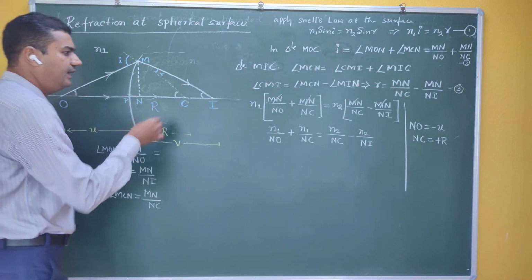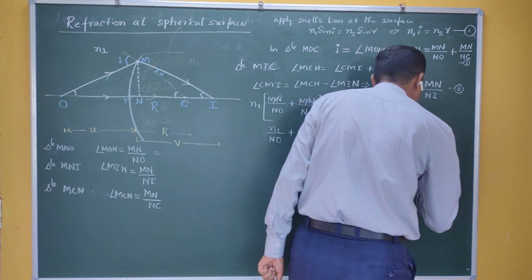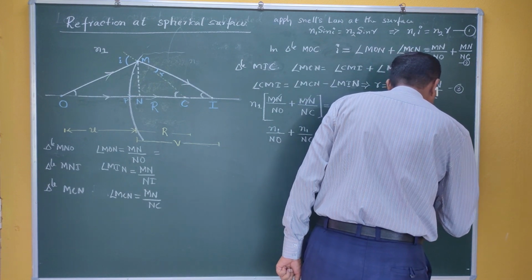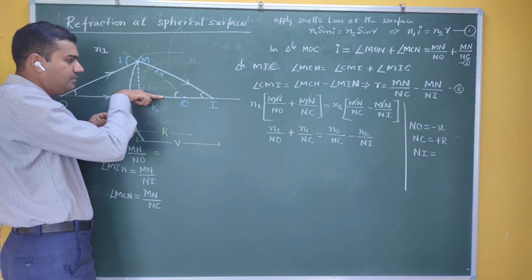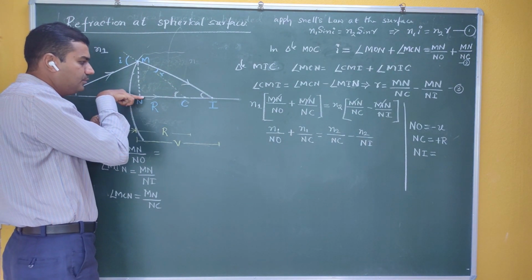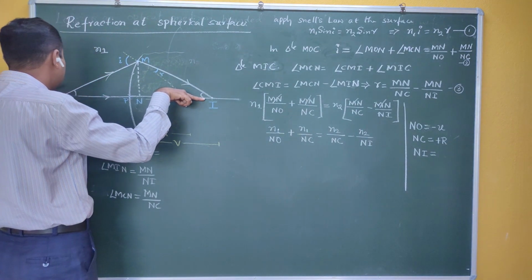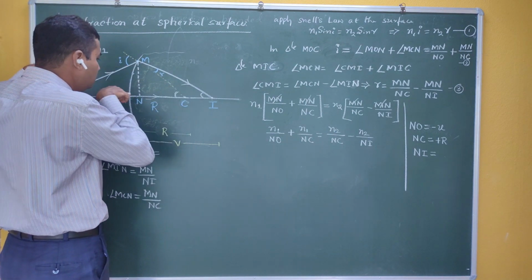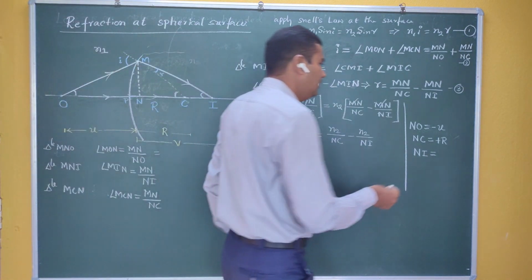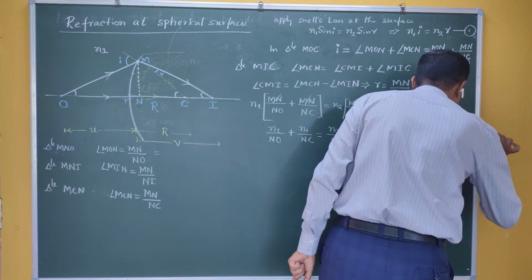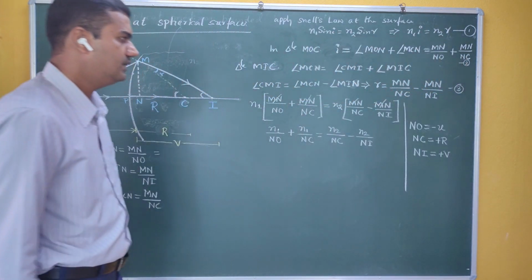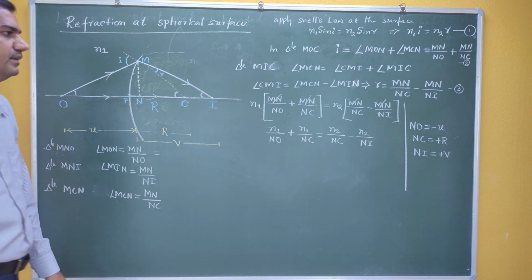What about NI? You can see here NI. This is the direction of measurement. From the pole, you are moving towards I, and this is your direction of incident light. So both are moving in the same direction. Therefore, NI is also plus V. So it is based on the Cartesian sign convention.